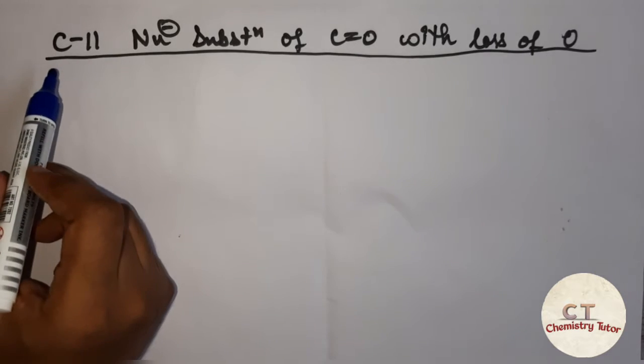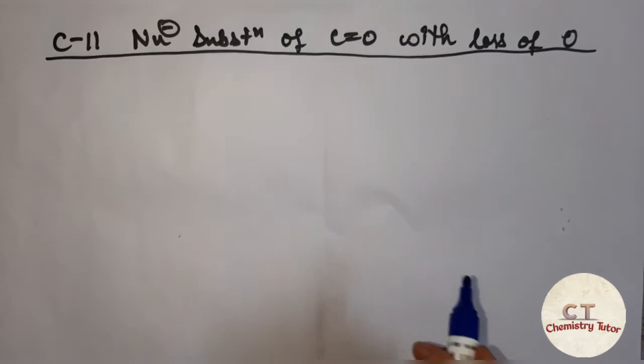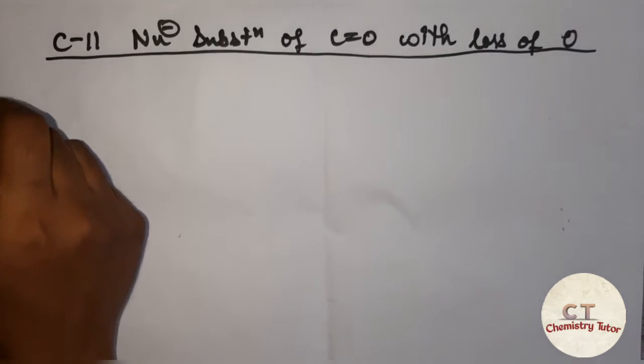Today we'll be discussing a new chapter, chapter 11, nucleophilic substitution of carbonyl with loss of oxygen. Now we'll be discussing some important problems from this chapter.